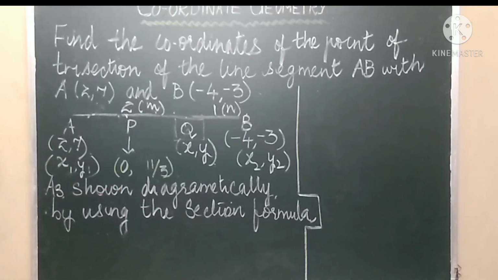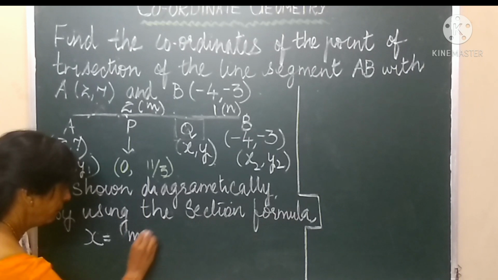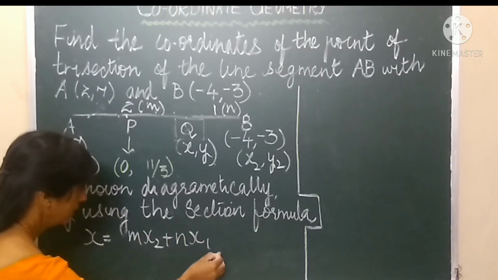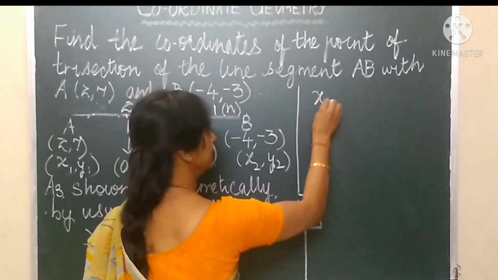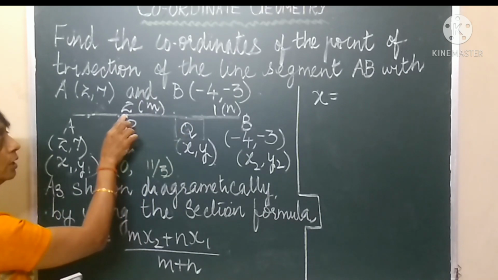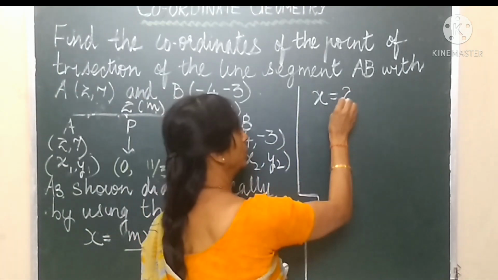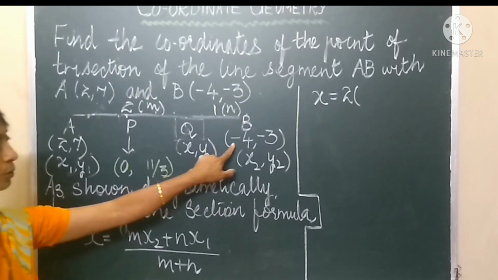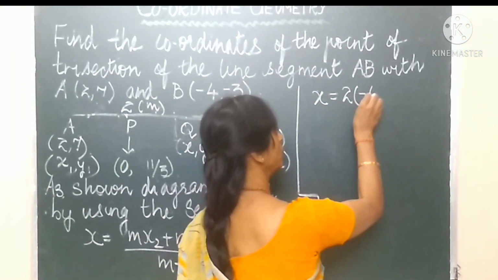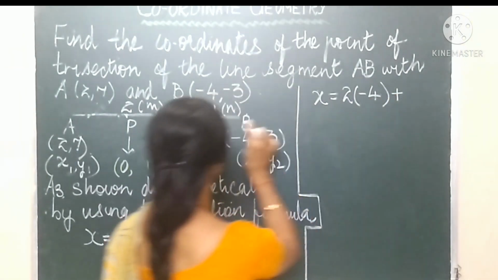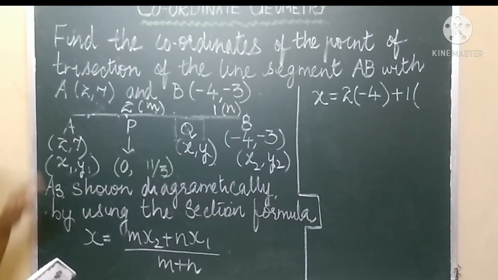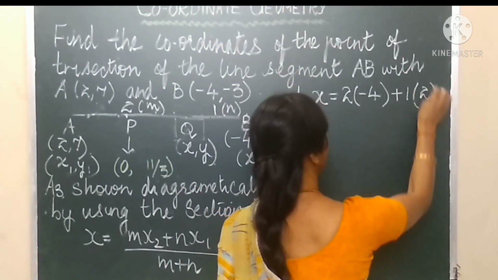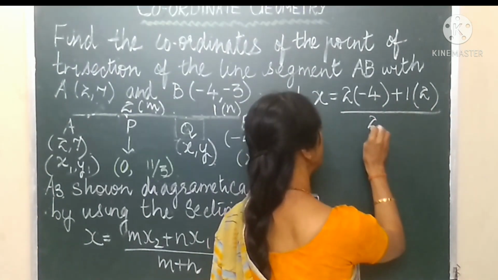To find out x, what do we get? X is equal to again mx2 plus nx1 upon m plus n. X we have to calculate. M now has changed its value, that is 2, mx2. x2 can be substituted as the x coordinate of point P, plus n, that is 1, times x1. x1 is 2, again upon m plus n, that is 2 plus 1.